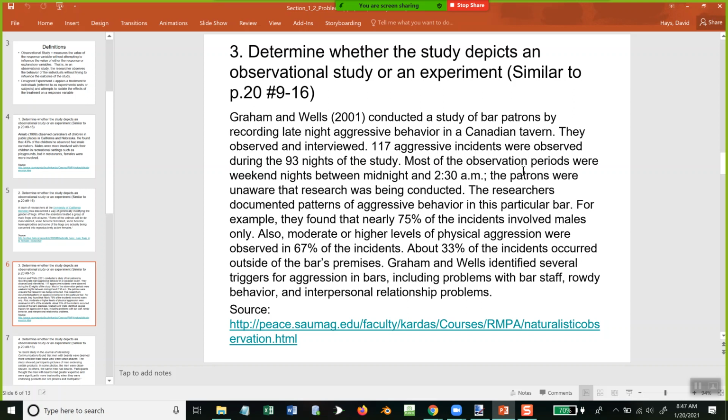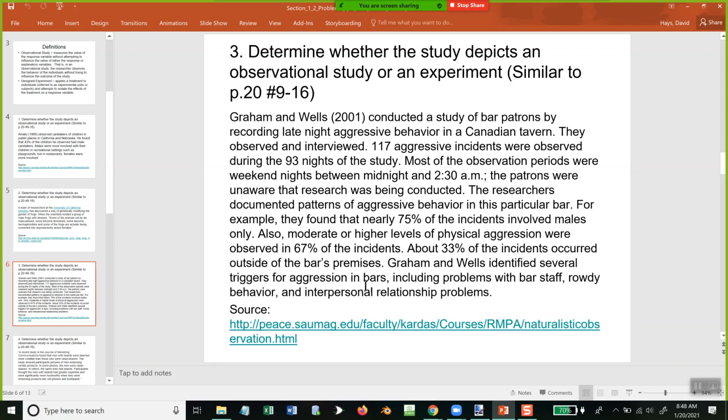Most of the observation periods were weekend nights between midnight and 2:30 a.m. Patrons were unaware that research was being conducted. The researchers documented patterns of aggressive behavior in this particular bar. For example, they found nearly 75% of the incidents involved males only. Also, moderate or higher levels of physical aggression were observed in 67% of the incidents. About 33% occurred outside the bar's premises.